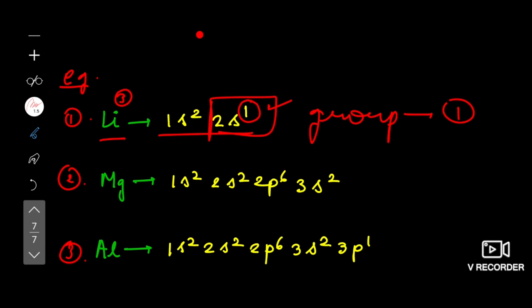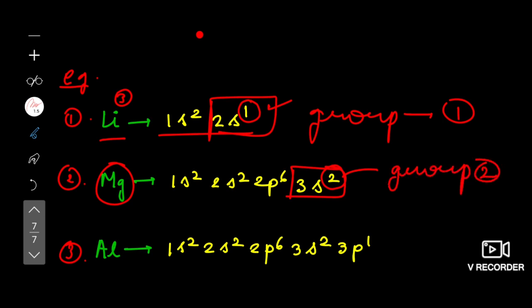Similarly, if we look at magnesium, this is the valence shell, and the number of electrons present in this shell is the valence electrons. Then the group of this element will be 2.